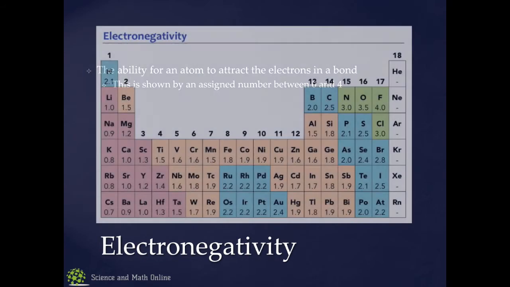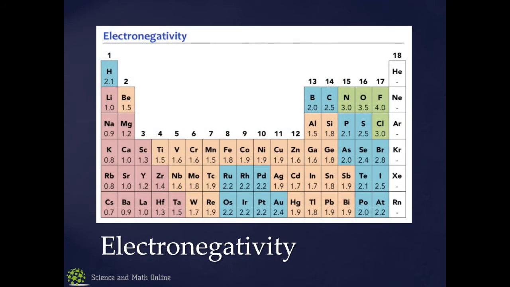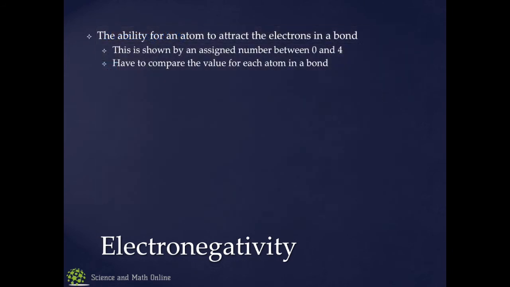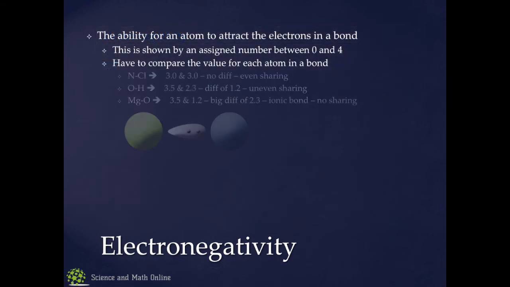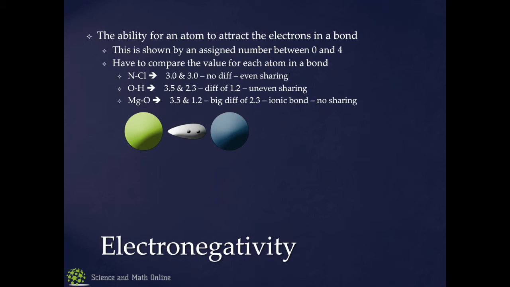So it's given a number between 0 and 4. Here's a table. Fluorine has the highest electronegativity of 4. This one stops down at cesium at 0.7. They don't even do francium in period 7 down here. And so they do it that way. So when we look at this, we have to compare the numbers to each other in a bond to see what's going on. For example, if we had nitrogen and chlorine with each other, they would both have electronegativities of 3. That's no difference. They're going to share perfectly, 50-50.